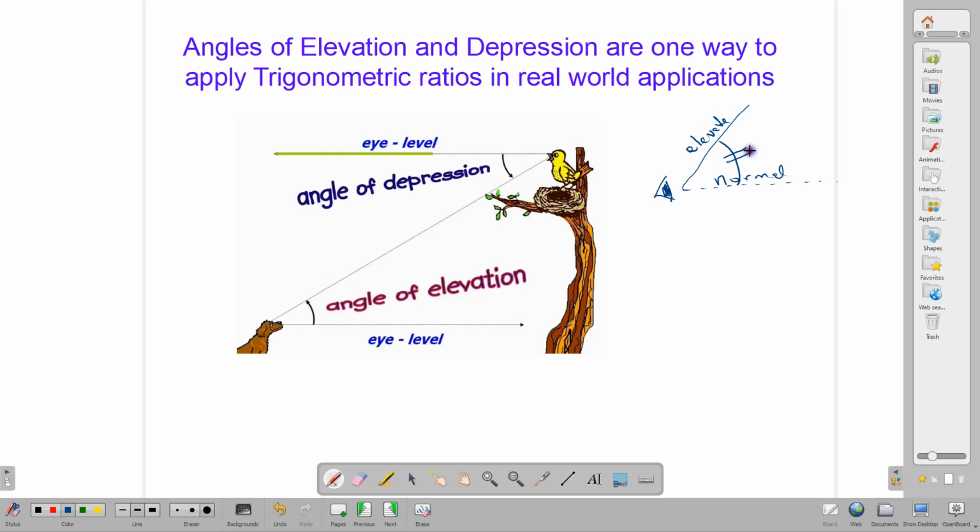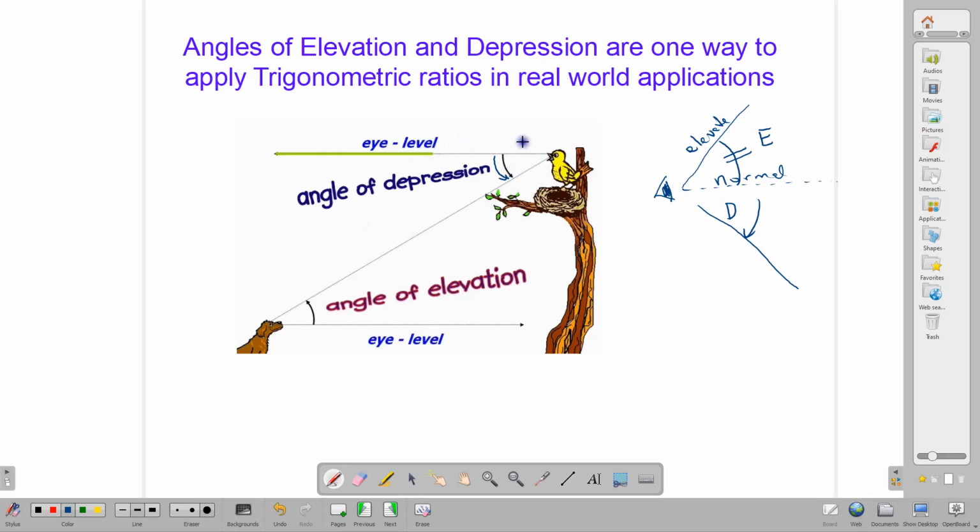And that angle is called an angle of elevation because you are elevating your eyes, so to speak, or your head, looking upward. And if you were to look downward at something from the normal, then that angle that is formed here is called an angle of depression. So this bird sitting in the tree, looking down at the dog, this here is our angle of depression because the bird is looking down.